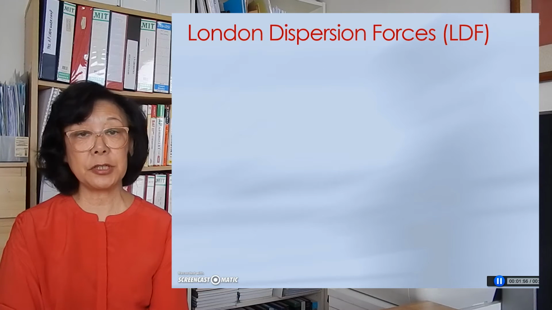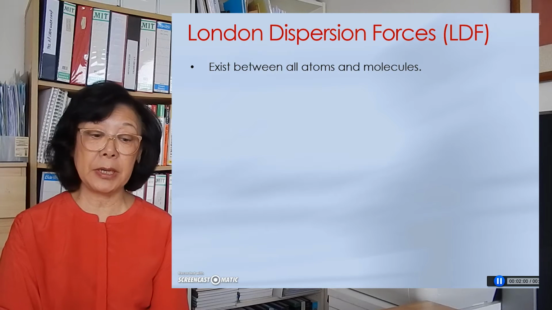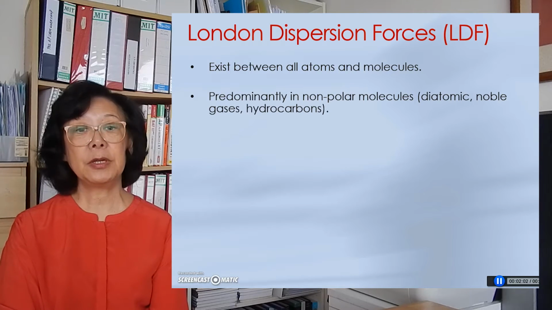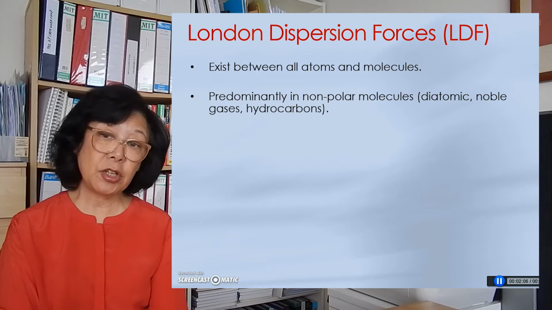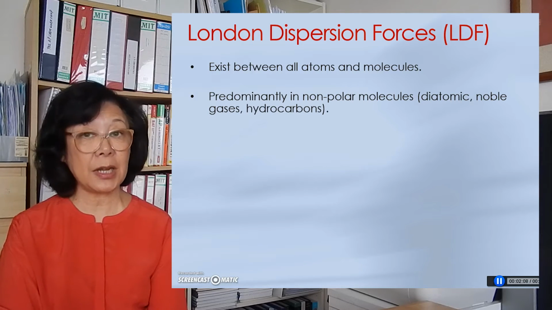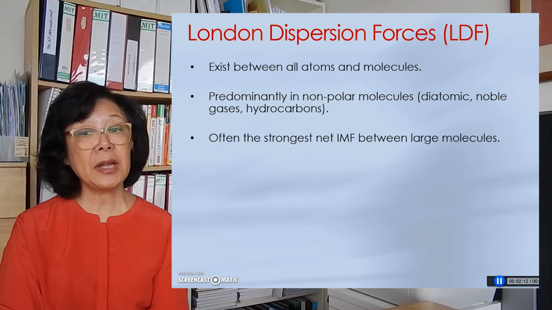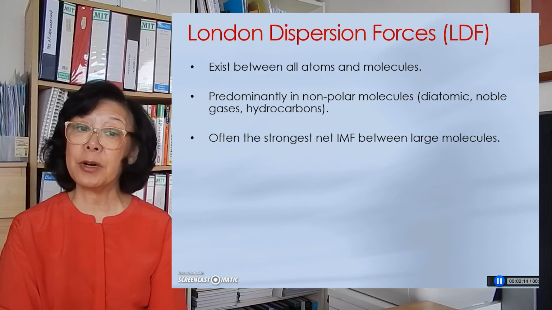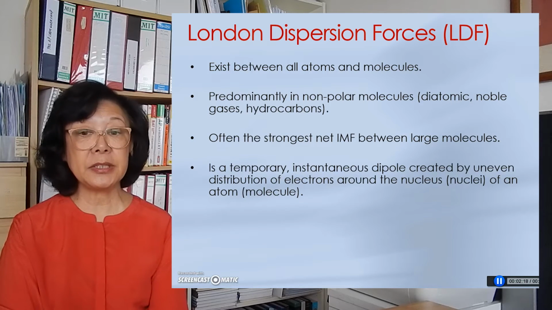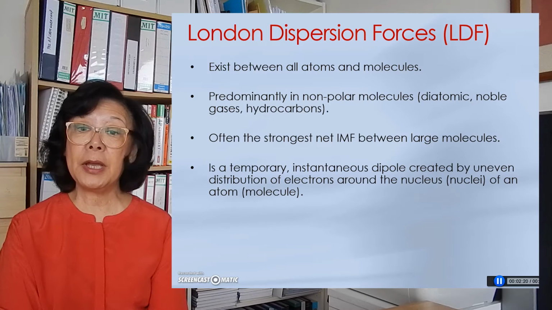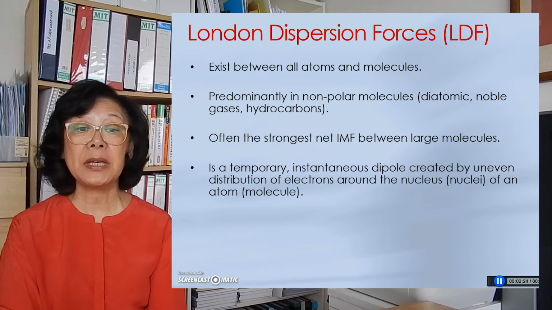First, we start off with London dispersion forces. They exist between all atoms and molecules, but predominantly in nonpolar molecules such as diatomic molecules, noble gases, and hydrocarbons. They are often the strongest net intermolecular force between large molecules. It is a temporary, instantaneous dipole created by the uneven distribution of electrons around the nucleus of an atom.